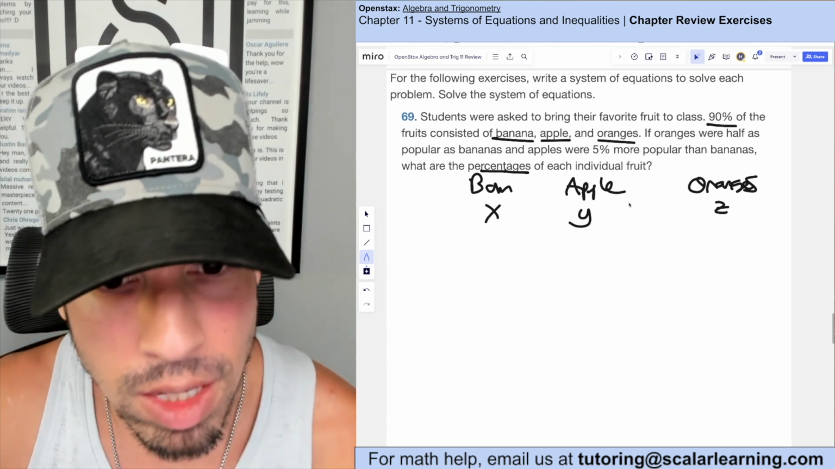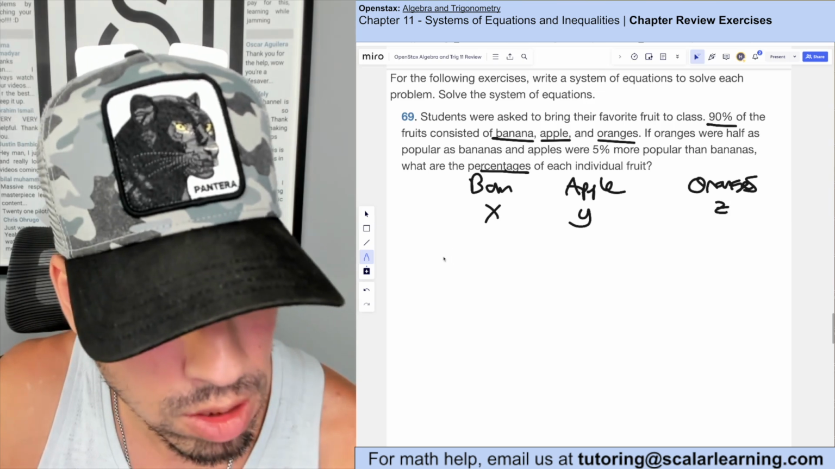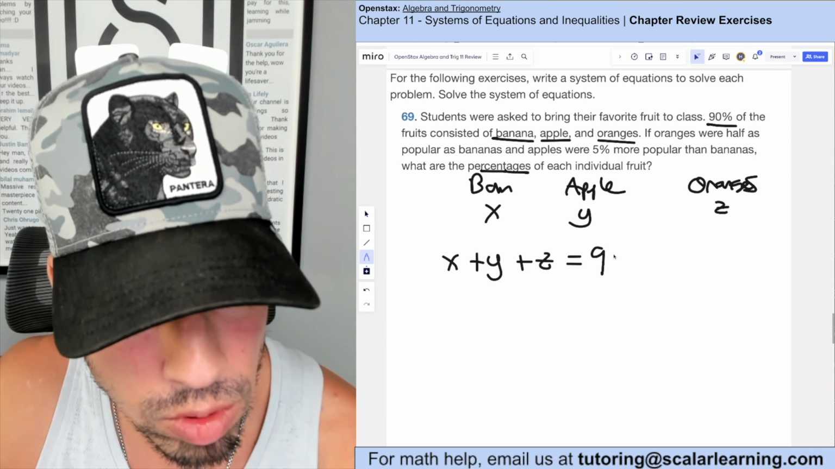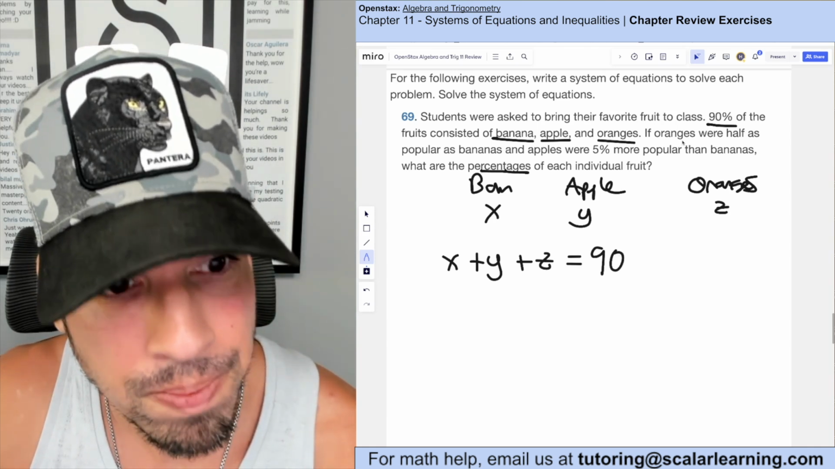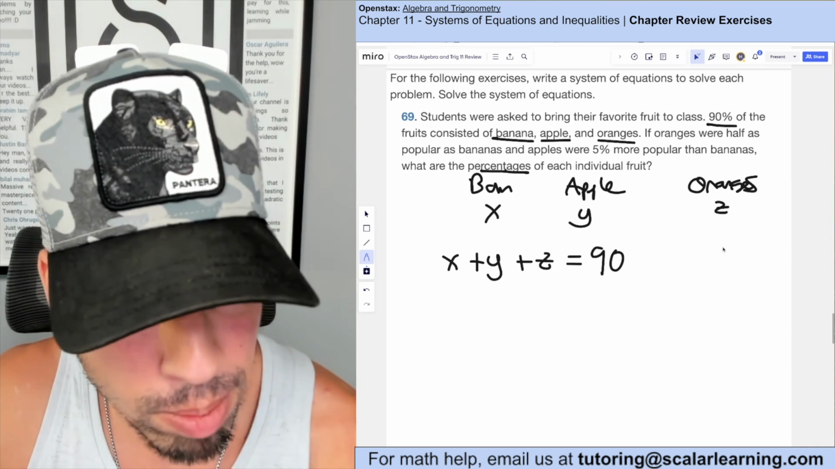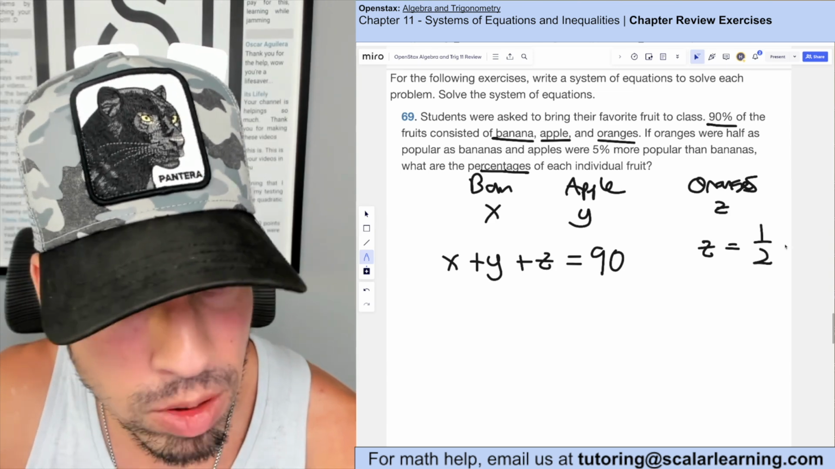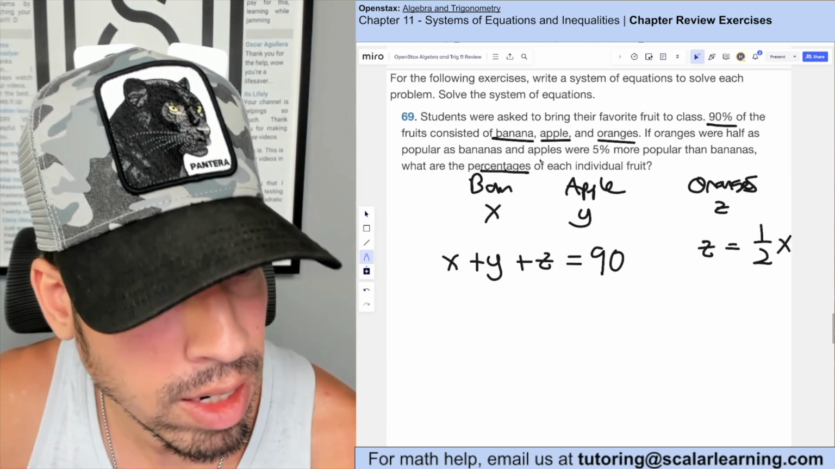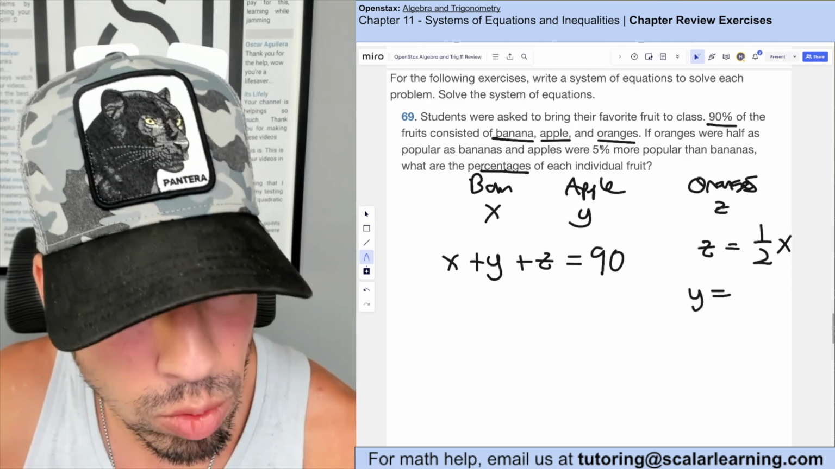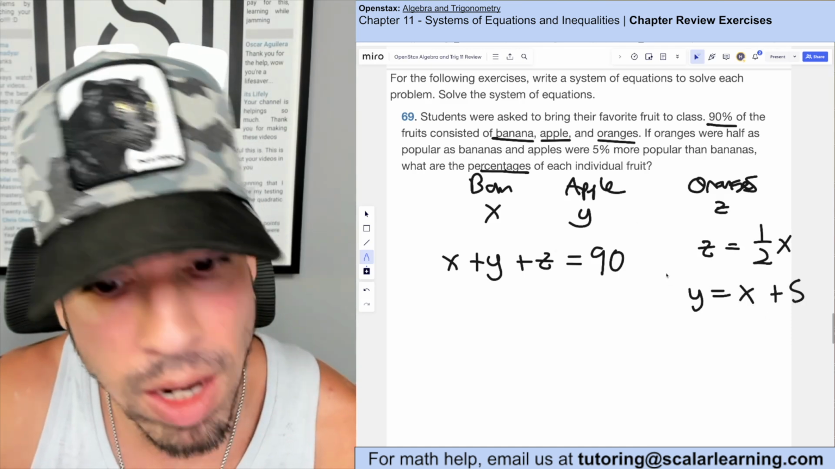So it says that these three added together consist of 90%. So if we're talking about whole number percents, we can just have our first equation, x plus y plus z, and that equals 90. Okay, great. Then we're going to go to this next thing. It said, if oranges were half as popular as bananas. So oranges are half as popular as bananas. And it also says apples, which is y, that's equal to 5% more popular than bananas.